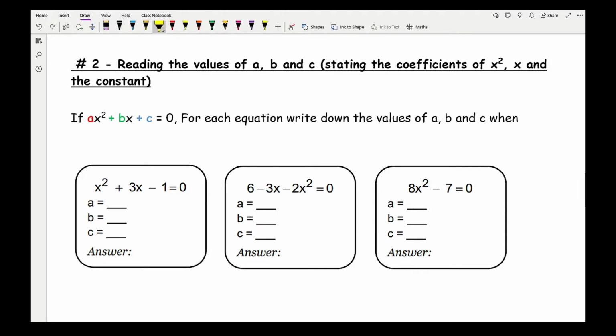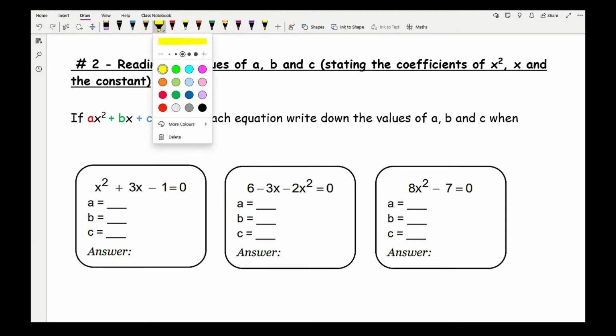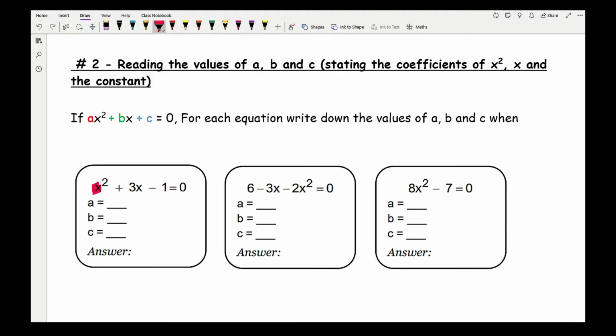Now, if I use an appropriate color highlighter for this, so let's have a look if you can still see it. Yeah. So for a, what we're looking at is the number of x squareds that we can see in each of these 3 questions. Now, as you can see, the first thing we need to do is make sure it's equal to 0. So this first one is equal to 0, so that's fine. The second one is equal to 0, that's fine. And the third one is equal to 0, so again, that is absolutely fine.